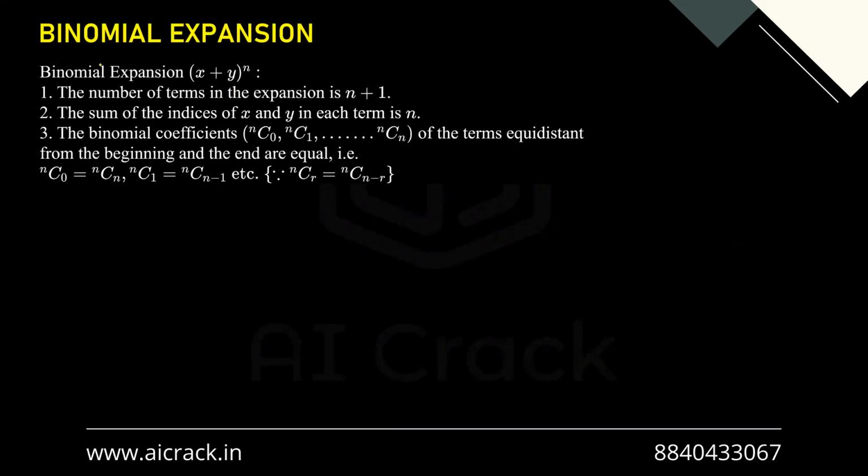Now let's review some properties of binomial expansion (x + y)^n. The number of terms in the expansion is n + 1. We have already talked about it. The sum of the indices of x and y in each term is n. This is important. If I write T(r+1), that would be nCr · x^(n-r) · y^r. If you add the indices of x and y, you'll get n as the answer for every single term. The binomial coefficients nC0, nC1 of the terms equidistant from the beginning and the end are equal.